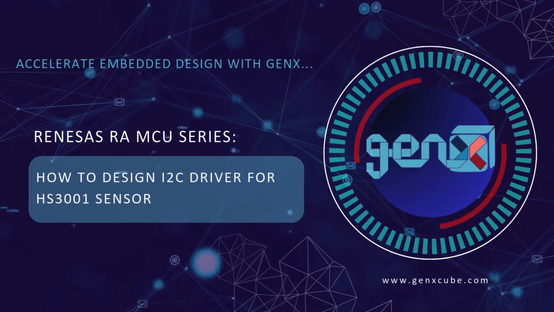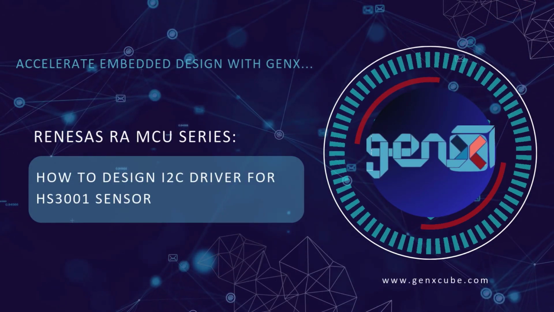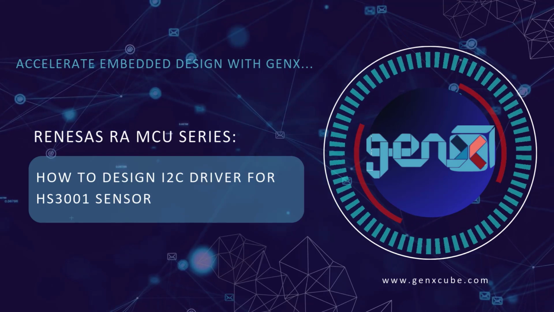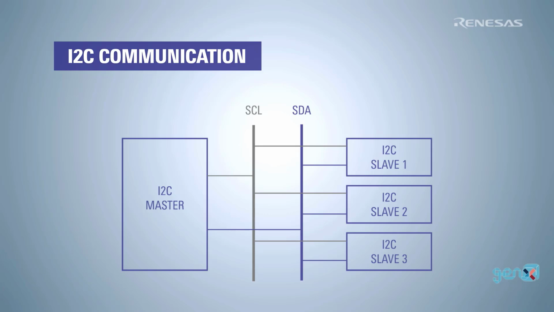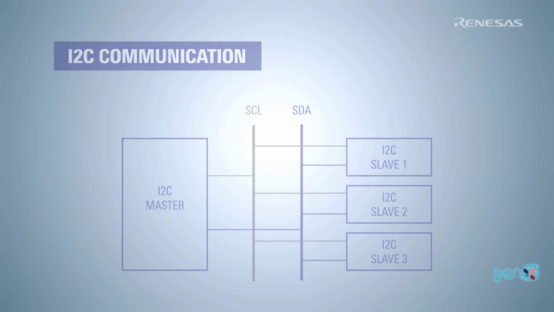Hi, in this video, we're going to build an I2C driver for communicating with a temperature sensor. I2C is a communication protocol that uses two lines for data and clock signals. It is useful in connecting with multiple peripheral devices where the peripherals share the same I2C bus. These peripherals are distinguished by their unique addresses.